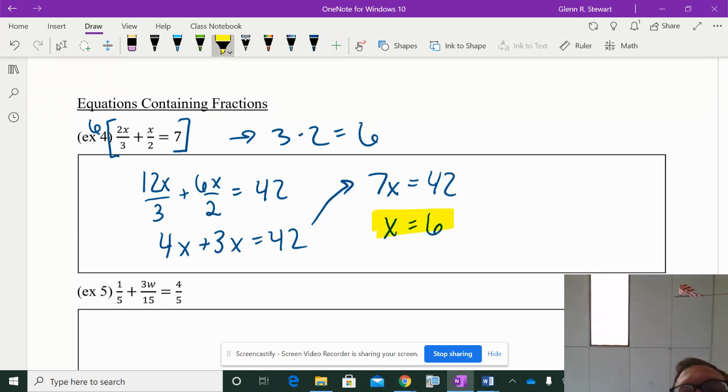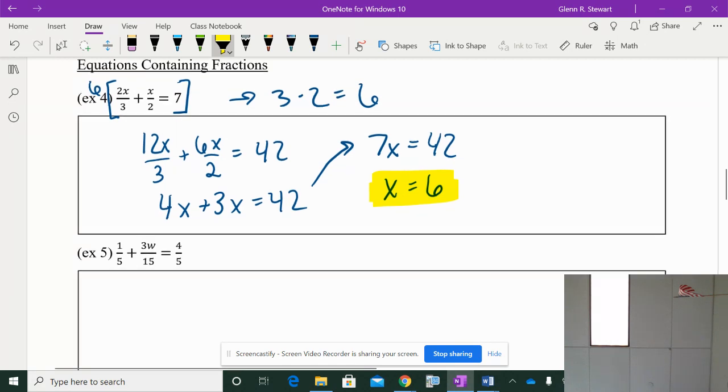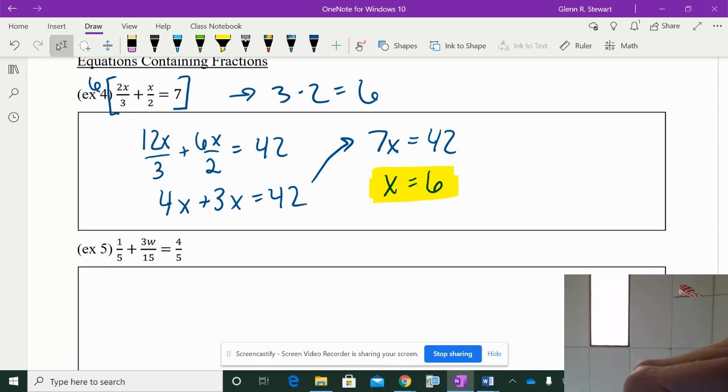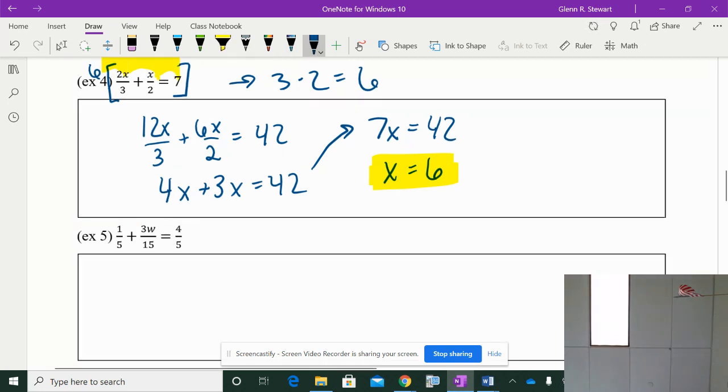Once again, you can check your work on this. It should pan out that it all works whenever you put the 6 in. If you don't want to put the 6 in on the top, notice where I'm highlighting here. You can actually crisscross out your bottoms if you want.